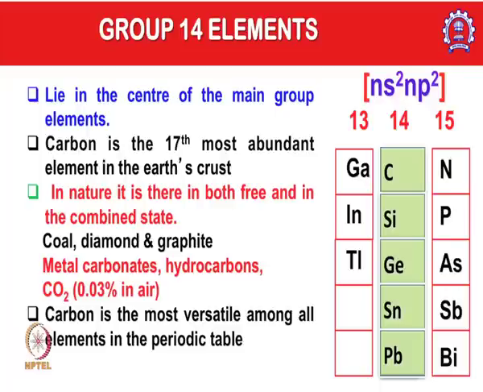Carbon is again the 7th most abundant element in the Earth's crust. In nature, it occurs both in free and in combined state. In the free state, we have coal, diamond and graphite, and in the combined state we have metal carbonates in the Earth's crust, and also hydrocarbons, fossil fuels, and carbon dioxide, which constitutes about 0.03% in air. Carbon is the most versatile among all elements in the periodic table.